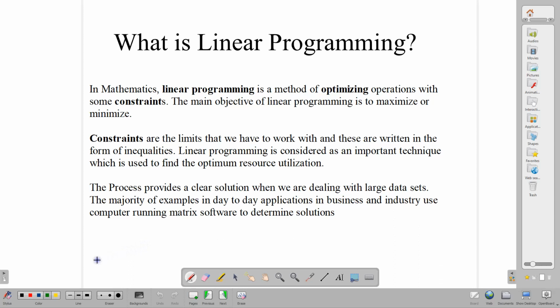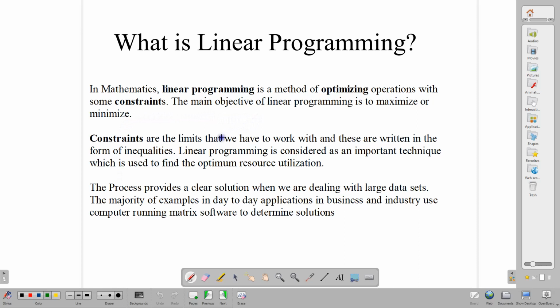Now, how do they manage all of this? How do they make sure that they have the best system for optimizing the space, for making sure that they're making the best profit, and to make sure that their workers are happy and things like those? Linear programming is that area of mathematics that gives answers to these kind of questions. And so linear programming is a method of optimizing operations with some constraints.